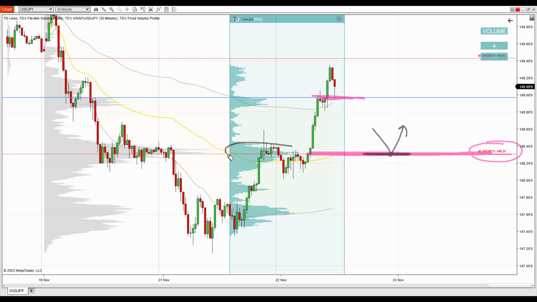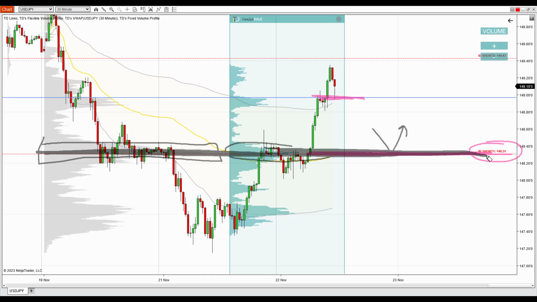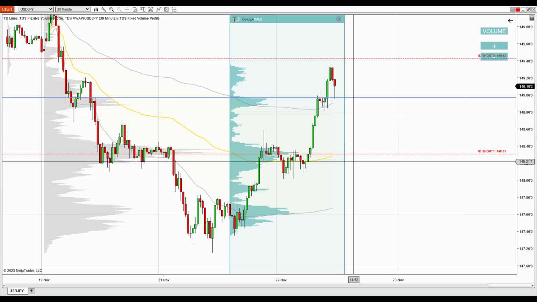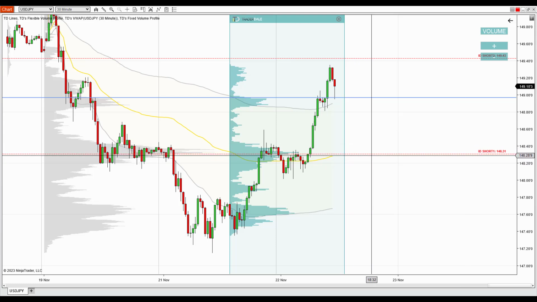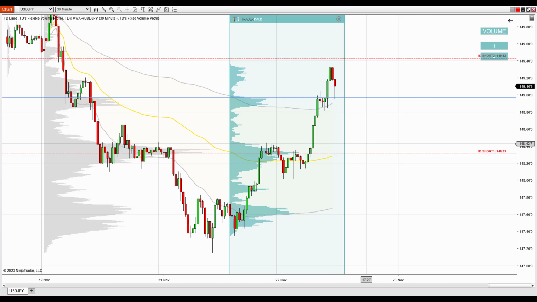All right, we have a heavy volume zone here. It is also the point of control of this week, which means the heaviest volumes this week were traded at this level. So it is a strong level to trade from. Just make sure you are not trading this level when there's any macro news. All right, any strong macro news, that is. So that's for the video. I hope you enjoyed it.